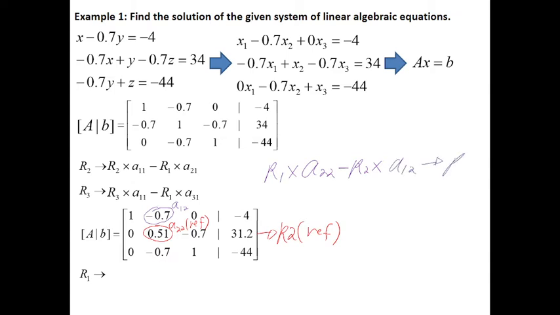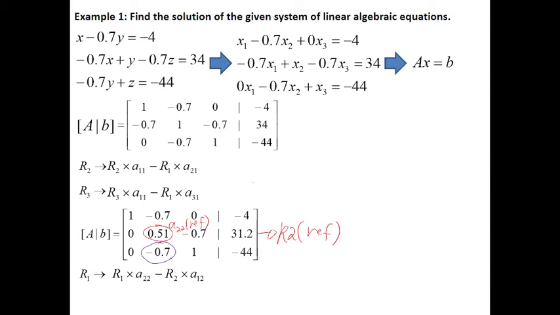So, tapos, magkakaroon ka ng R1 new. So, yung mga elements dun sa row 1 na bago. No? So, ito yon. So, R1 times A22 minus R2 times A12. So, ito siya. No? Ito. Okay? So, similarly, no? So, gagawin din nating zero ito. First question. Saang row nakalocate yung negative 0.7 na to?